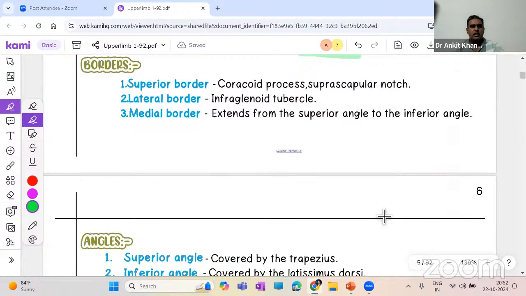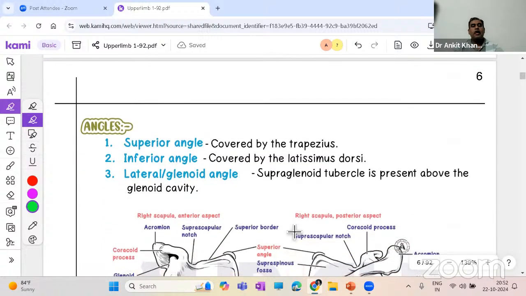Borders: superior border, lateral border, medial border. The lateral border is a thicker one. This is the lateral border, below the glenoid. The medial border is thin. Angles: superior angle, inferior angle and lateral angle. So three angles are there in the image.